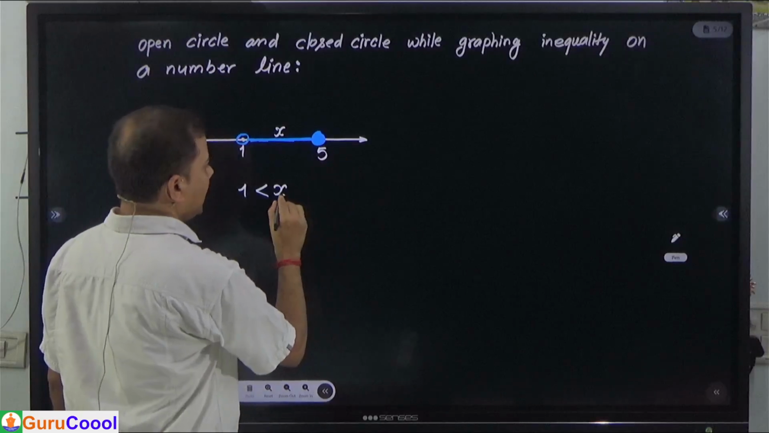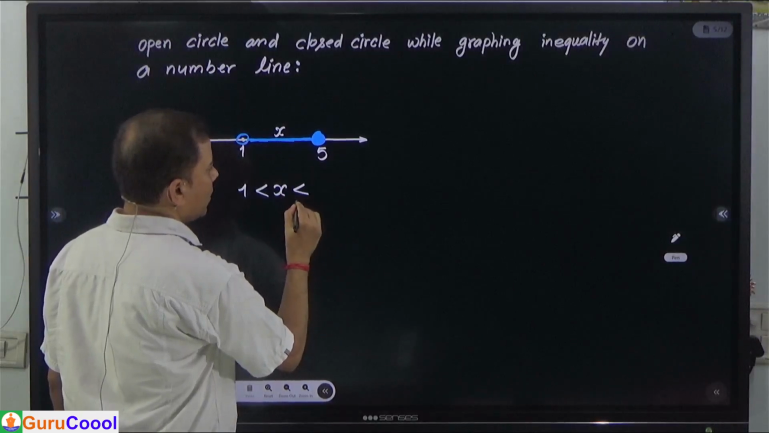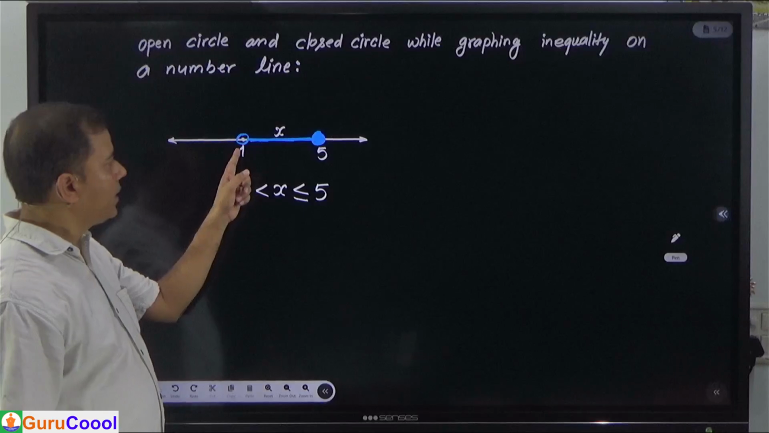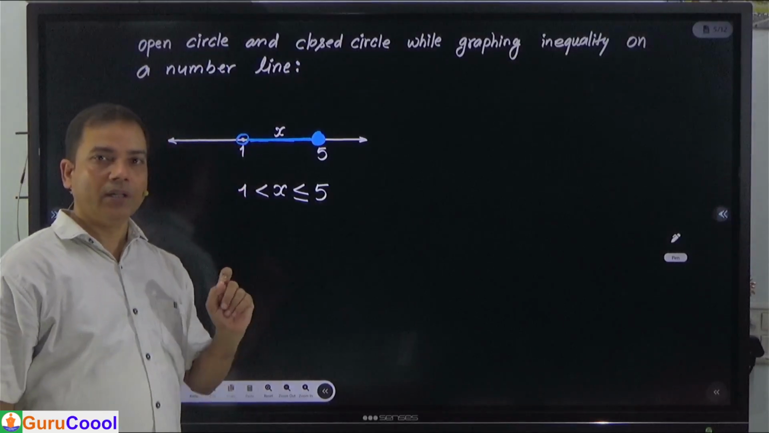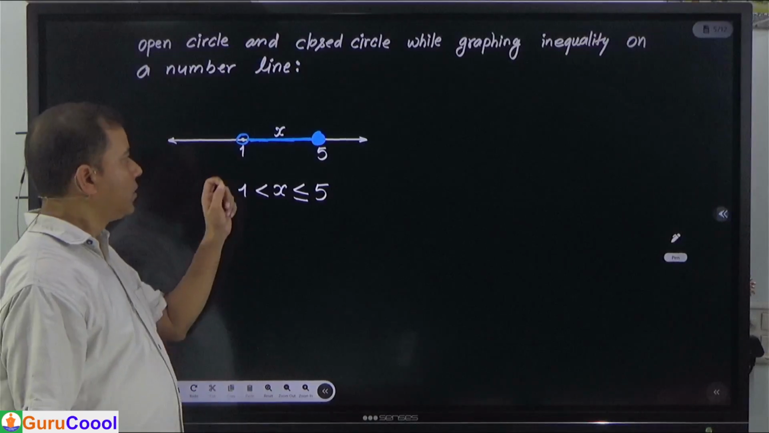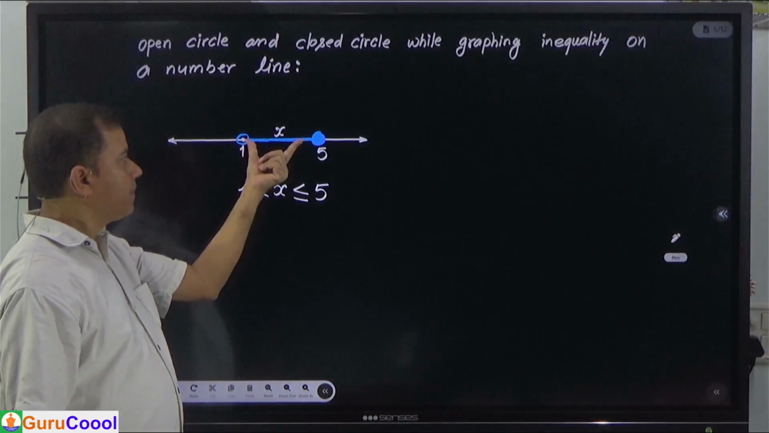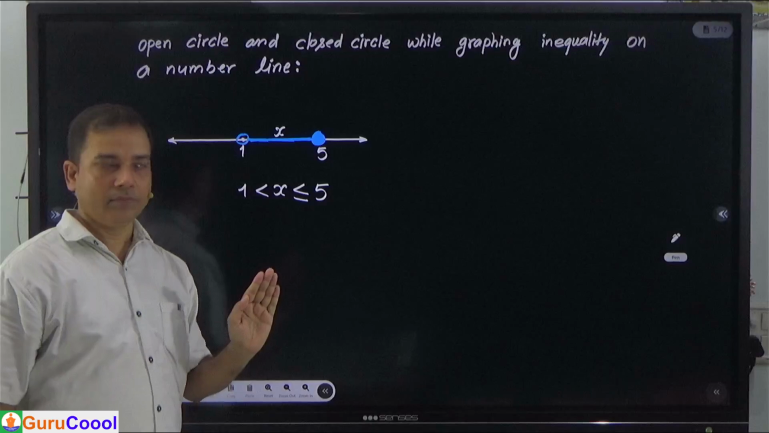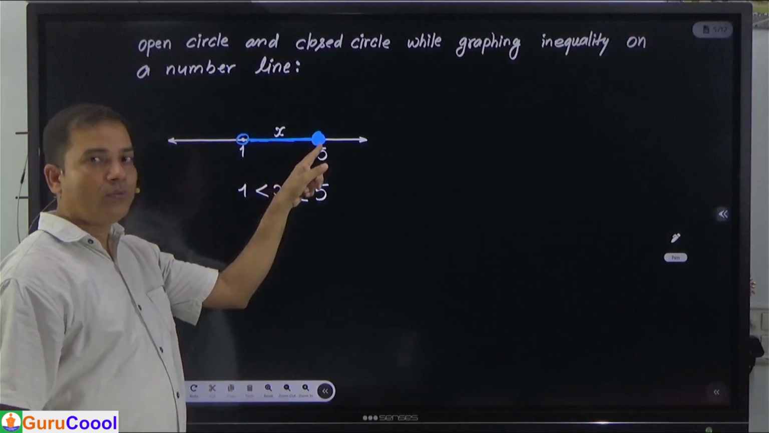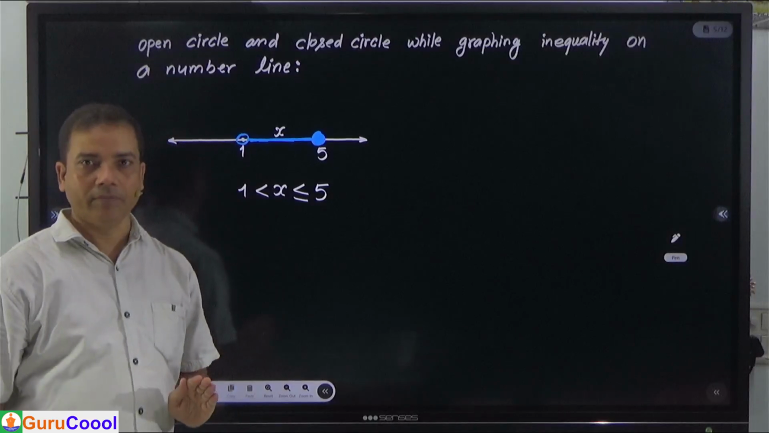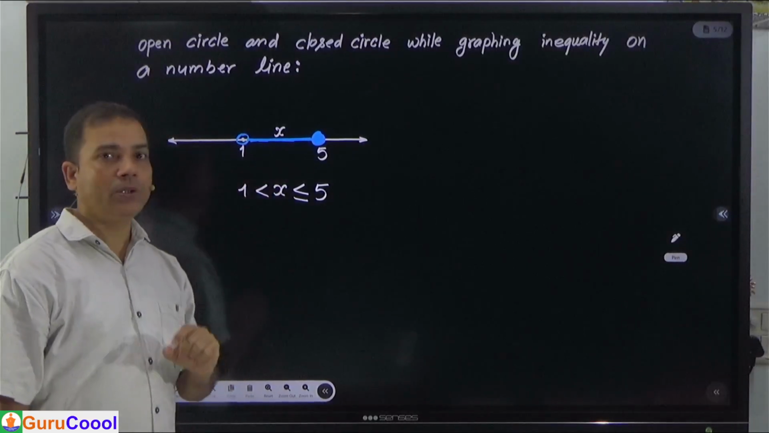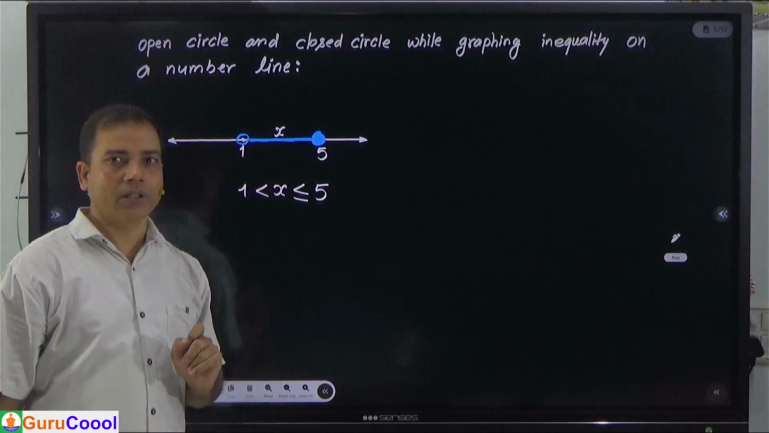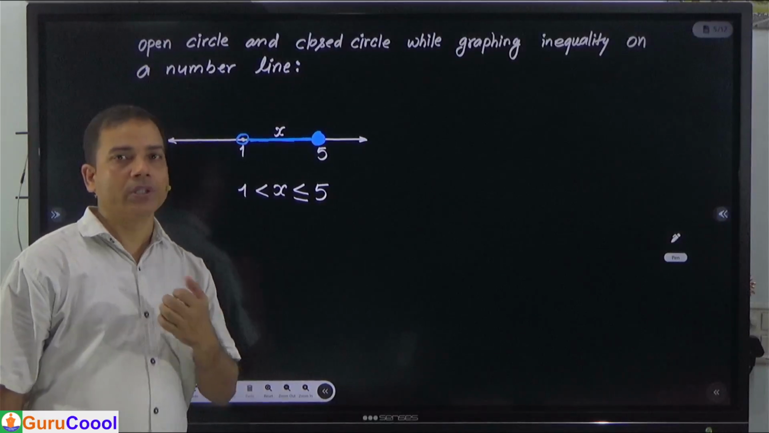But here x is lesser than or equal to 5. This is the meaning. Open circle means not included, not equal to. So the numbers x is not equal to 1, but yes, greater than 1. X is equal to 5 and also lesser than 5. I hope by this example you could understand what is the meaning of open circle and closed circle and how to use it.